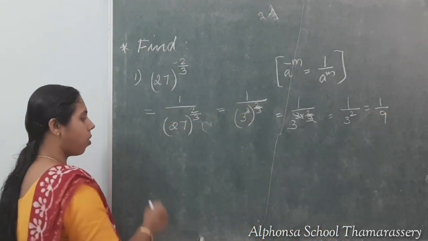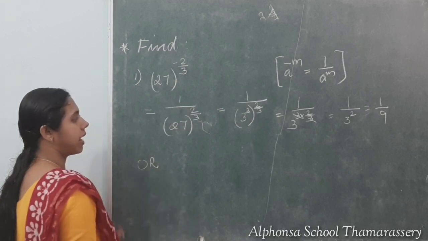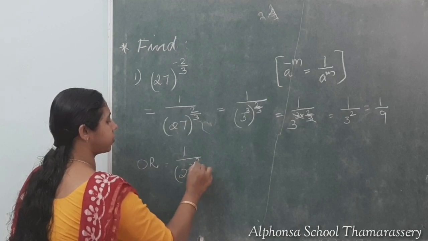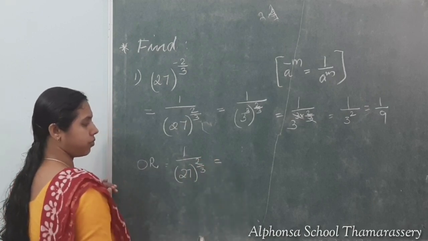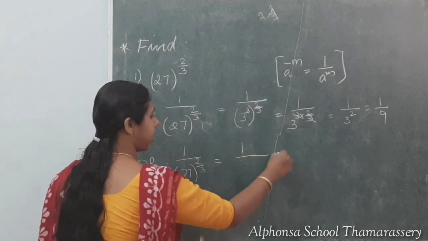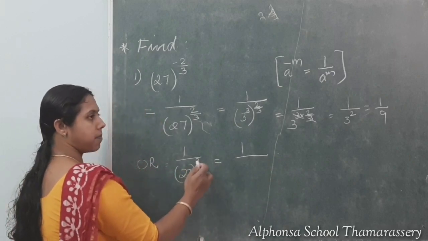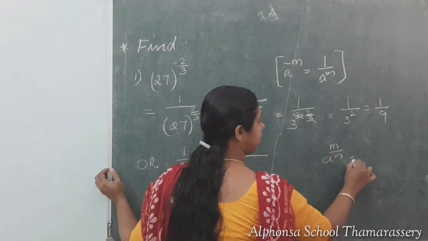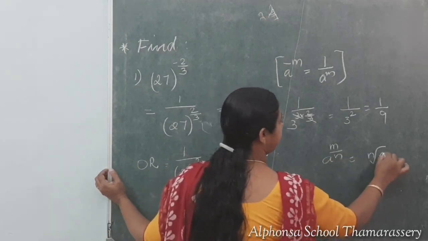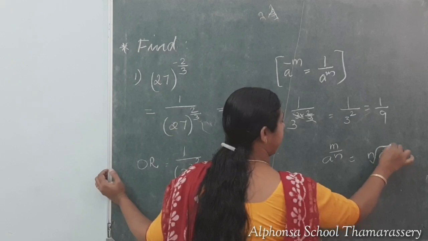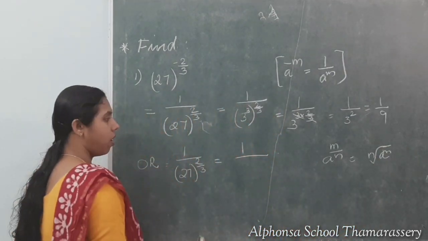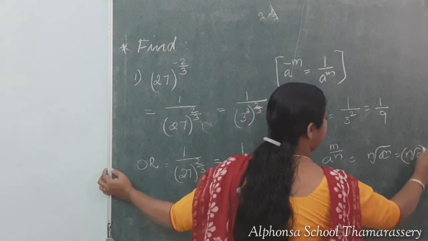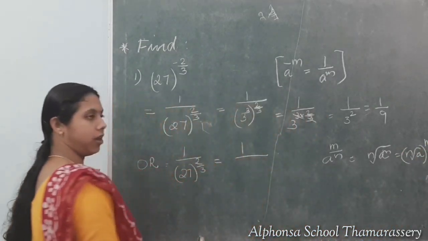that is equal to 1 by 9. Or you can write this 1 by 27 whole raised to 2 by 3 using the law, a raised to m by n is equal to nth root of a raised to m, or you can write nth root of a whole raised to m. Both ways you can write.